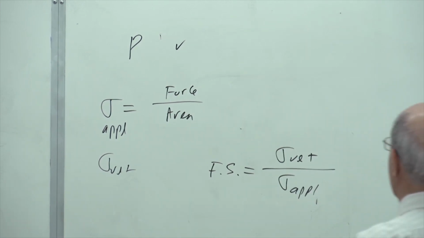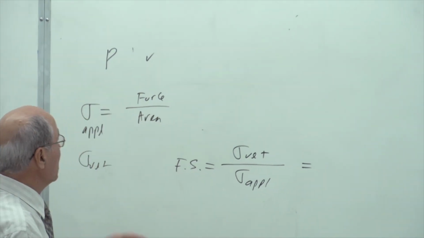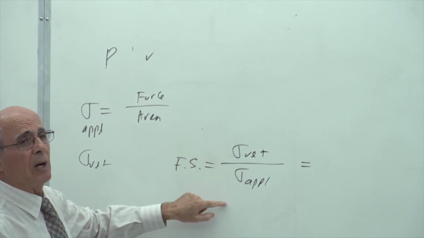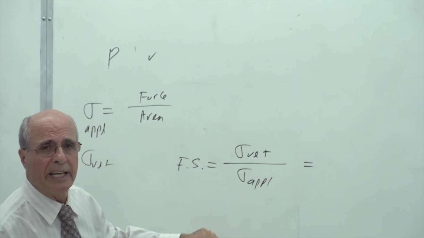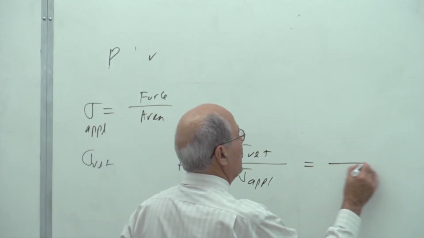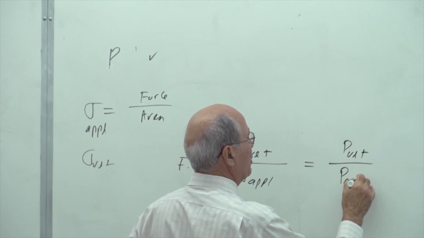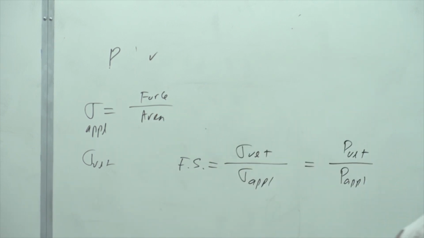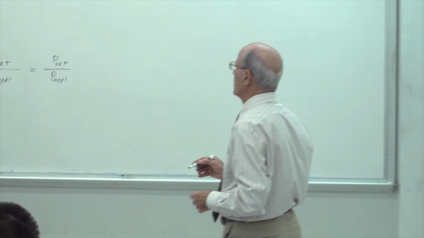However, one thing that I didn't mention, that you probably see in the book: in this type of problem, since sigma equals force over area, and you have an area here and an area here, you can turn this into force as well, because area and area drop out. So it becomes P ultimate divided by P applied. Sometimes they ask you how much P can be put on this material until it breaks. Everybody understands? So you have to calculate P ultimate. This is another question.